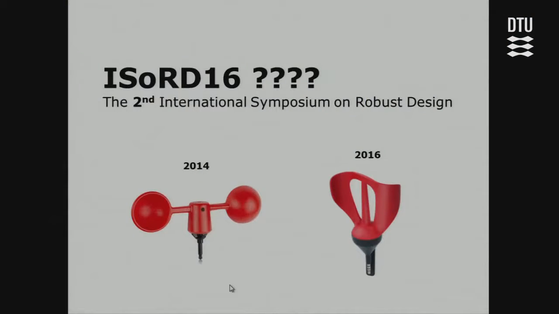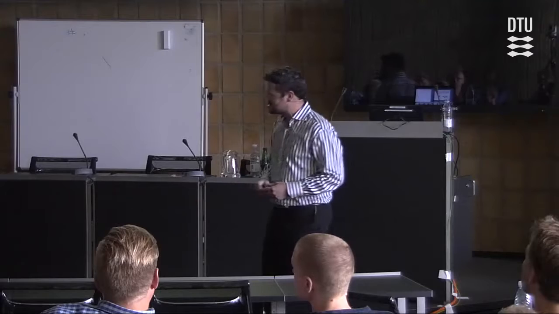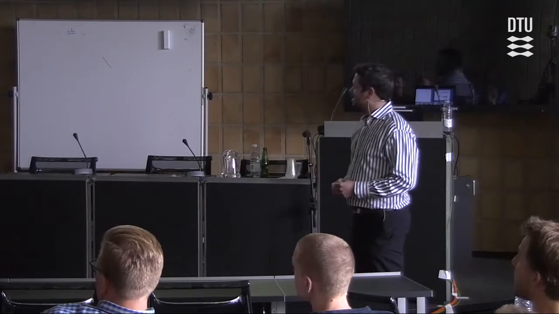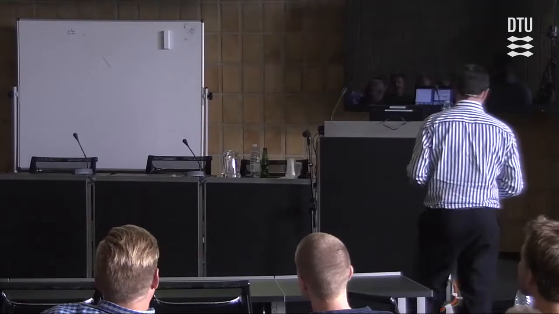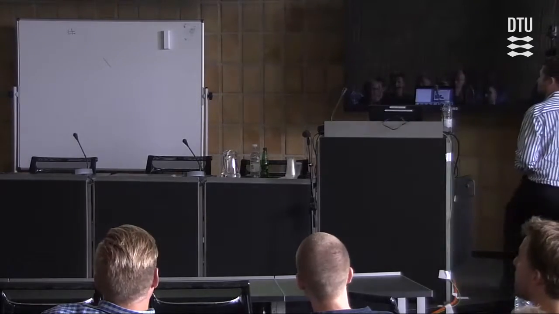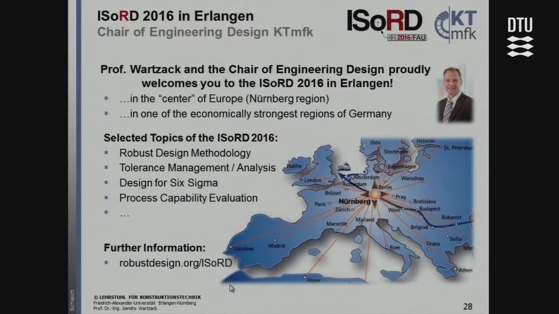But what about ISORD 16? So the idea is this conference is put on by the Robust Design Special Interest Group. And where is the second one going to be held? Well, one motivation is this is now relatively obsolete, and there is a new version of the wind reader, which now measures wind direction. So Andreas, if you can perhaps do the same again in 2 years' time. But I'd just like to introduce the hosts of ISORD 16, which are Erlangen and Nuremberg. This is the chair of Professor Wartzack, and luckily we have a representative from Nuremberg, Benjamin Schleich, who's just going to present a few slides.